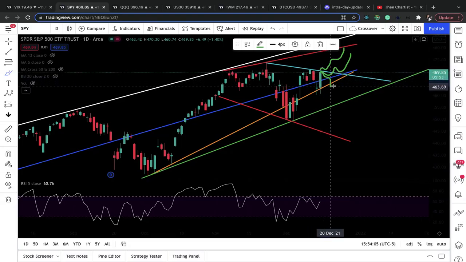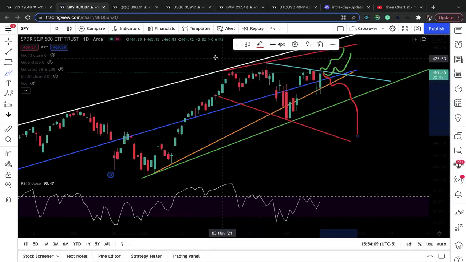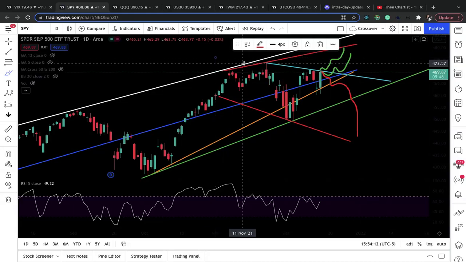It just drops and drops. All right, it'll be very fast, okay? It's going to look like a falling knife almost, all right? SPY takes the stairs up and the elevator down, okay?